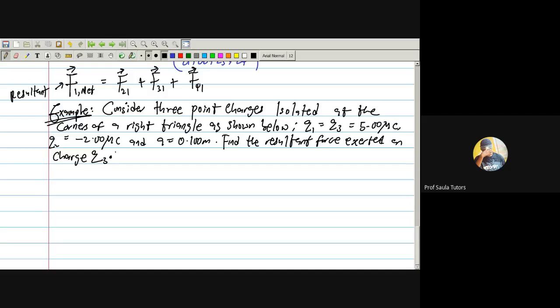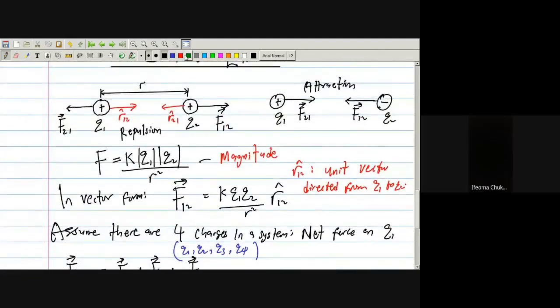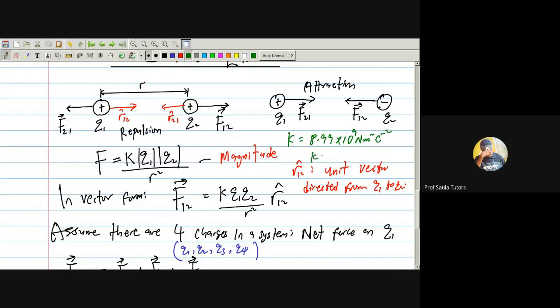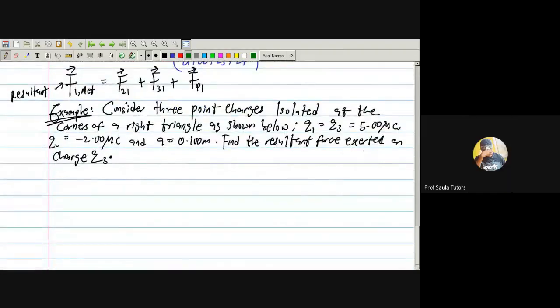Now, before I move on, you see this Coulomb's law, you see this K. This K is called Coulomb's constant, and its value is 8.99 times 10 raised to the power 9 newton meter squared per coulomb squared. This K is equal to 1 over 4 pi epsilon naught, where this epsilon naught is called the permittivity of free space. Okay, good.